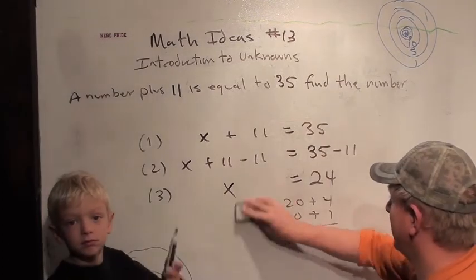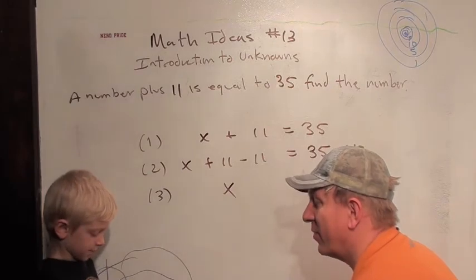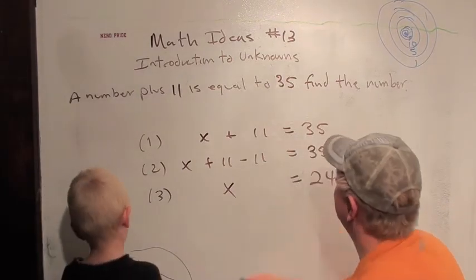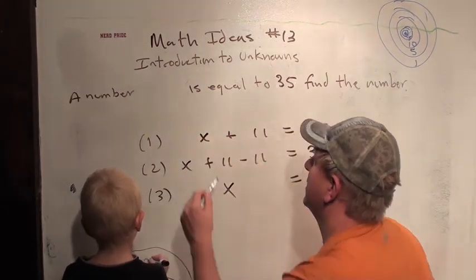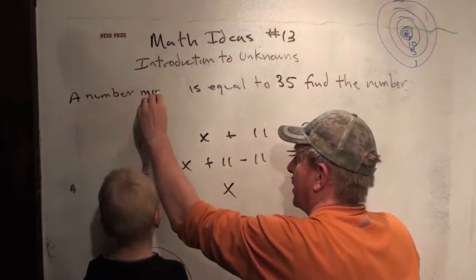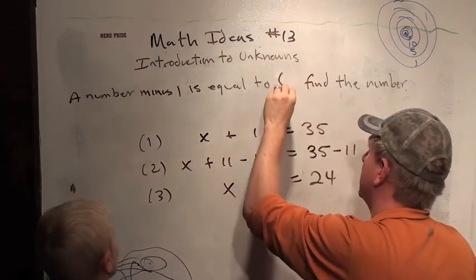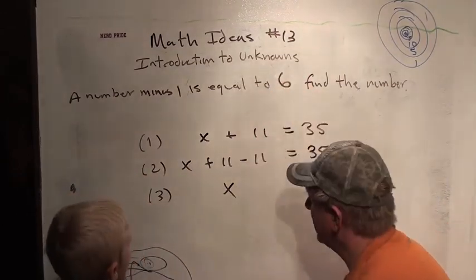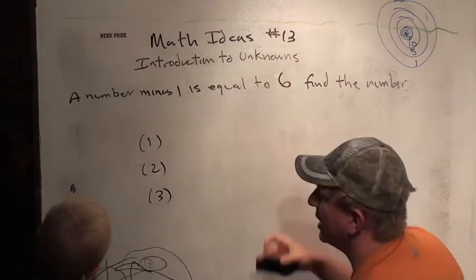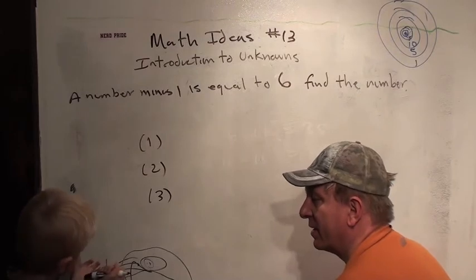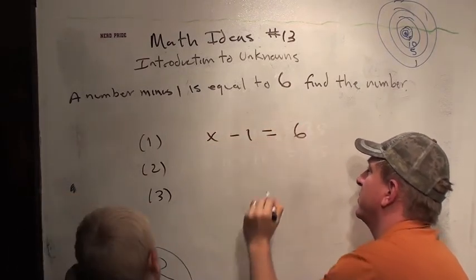All right, now I'm gonna do one tricky one and we'll be done. How about a number minus 1 is equal to 6? So we don't know what that number is. What equation are we going to write down? We're going to write down x minus 1 is equal to 6.